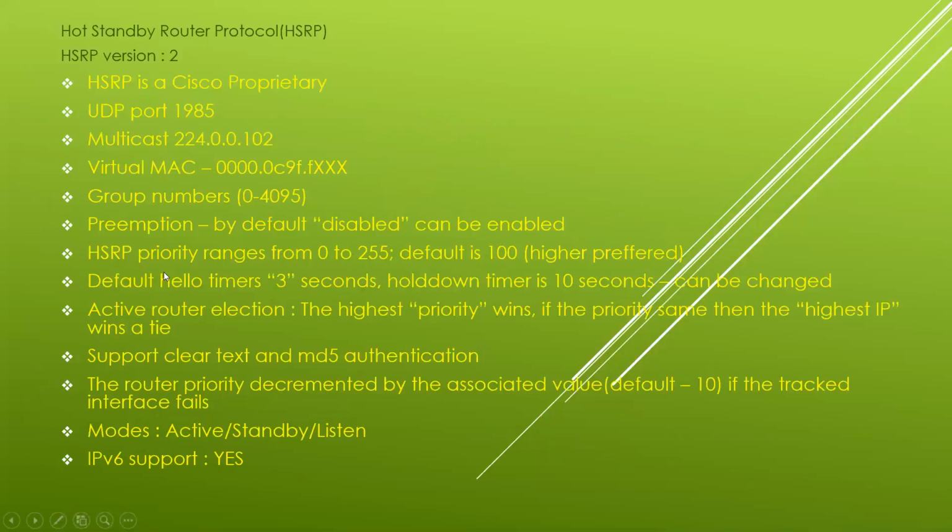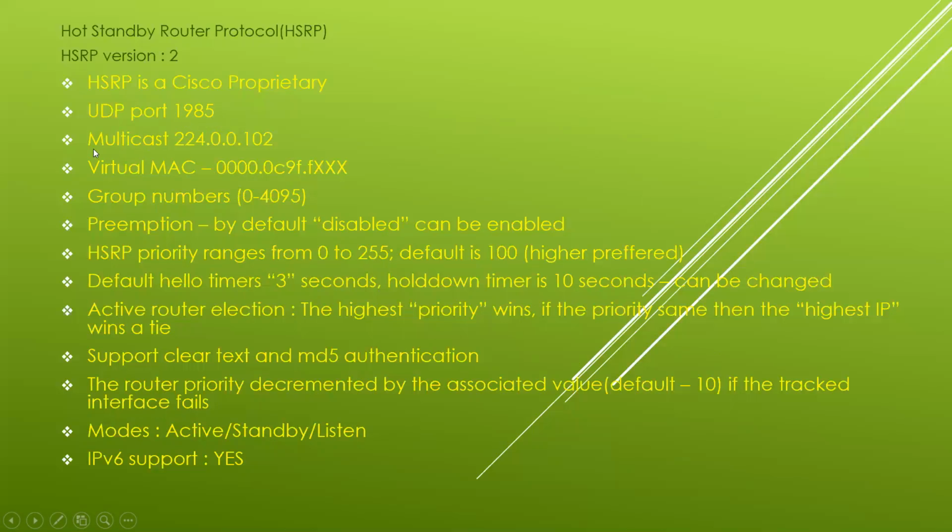Okay, almost the same. I believe it is the UDP protocol, port 1985. So this is HSRP version 2. HSRP is Cisco proprietary, the same as HSRP version 1. It also uses UDP port 1985.